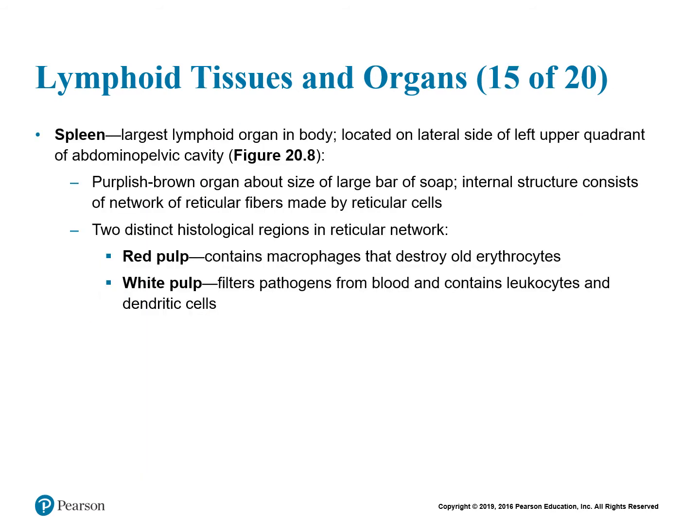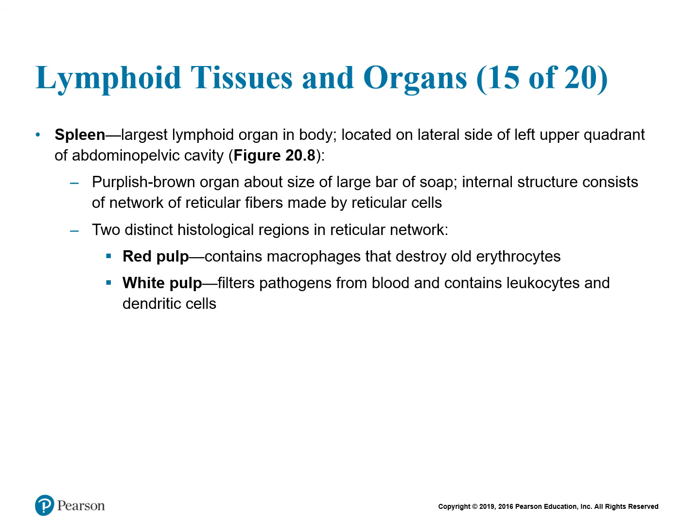Okay, then you have your spleen. This is the largest lymphoid organ in the body. It tends to be lateral to the abdominal pelvic cavity, usually pretty close to your stomach. And it's two different types of cells in here. You have your red pulp and your white pulp.